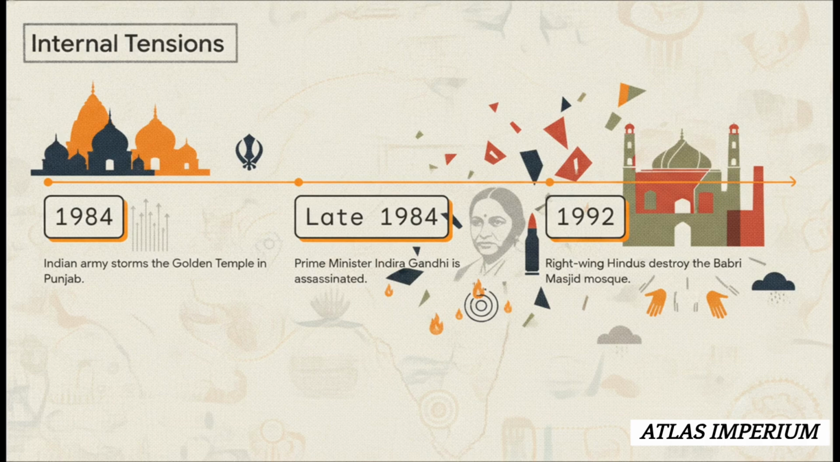And the clashes didn't stop there. In 1992, right-wing Hindus destroyed the 16th-century Babri Masjid Mosque, reviving severe Hindu-Muslim tensions and triggering deadly attacks, including the very first terrorist bombings in Mumbai.